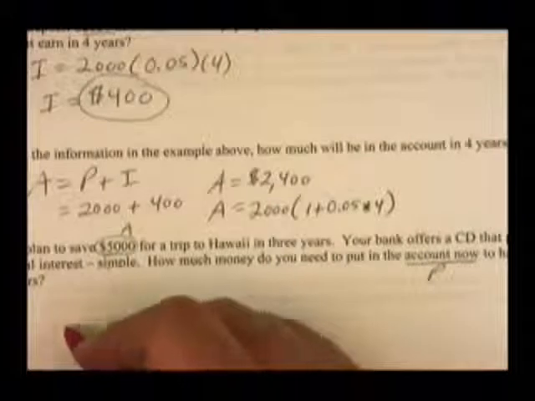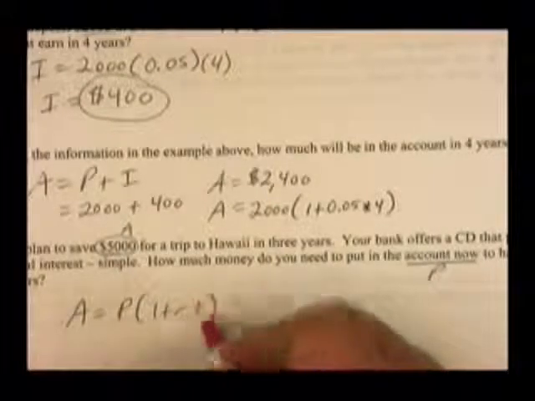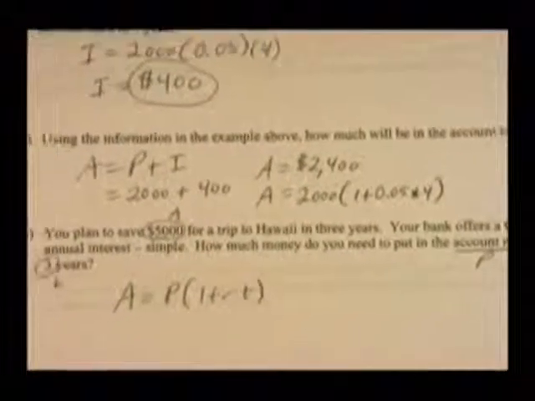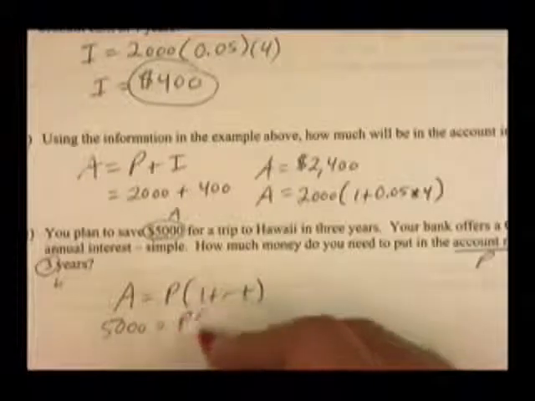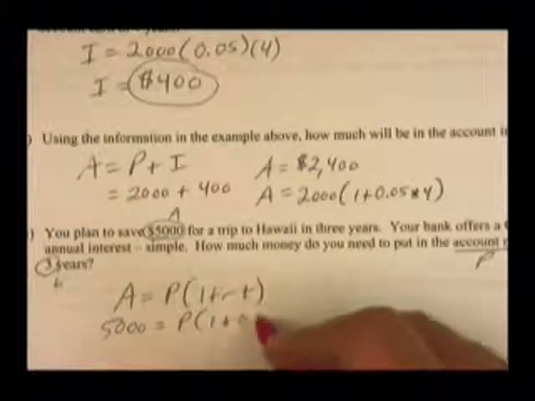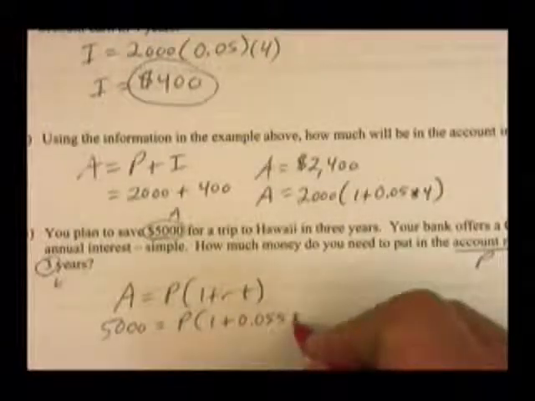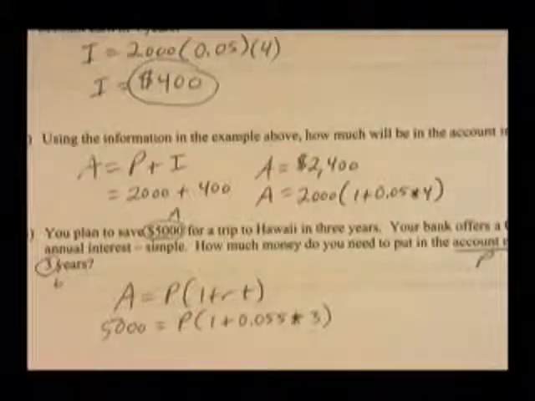So what I'm going to do is use the formula A equals P times (1 plus RT). I'm going to plug in what I know and figure out what I don't know. So I do know A, that's 5,000. I don't know P. I know R is 0.055. Remember, we always have to change that into a decimal. And our time is 3 years.